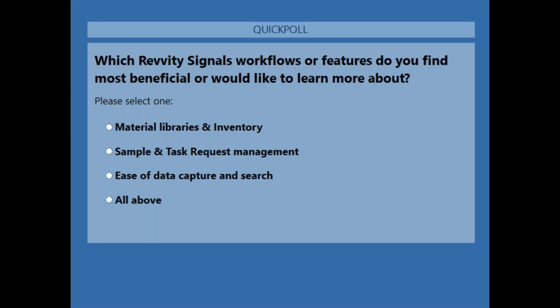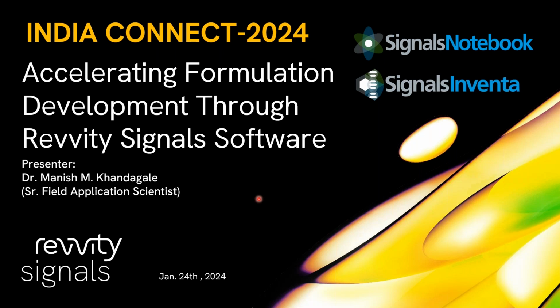I'll just read the question for everyone. Which Revvity Signals workflow or features do you find most beneficial or would like to learn more about? Material libraries and inventory, sample and task request management, ease of data capture and search, or all?